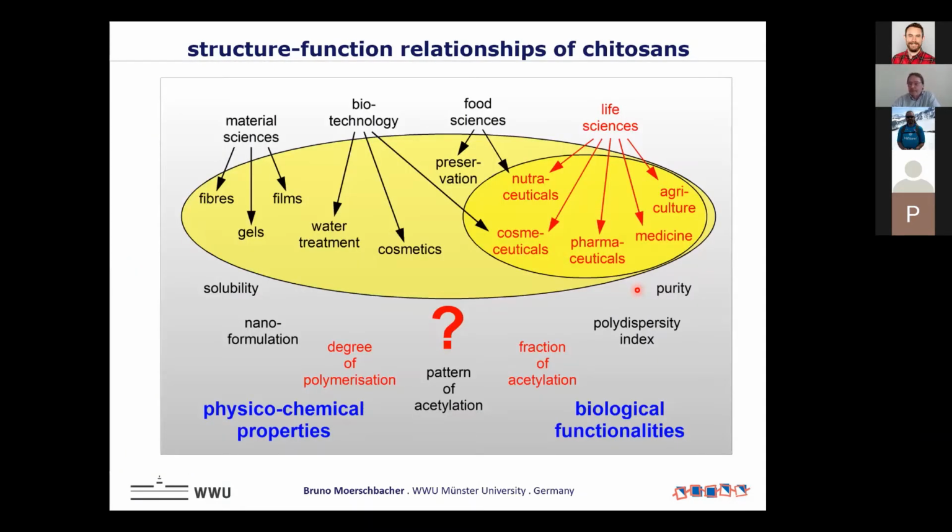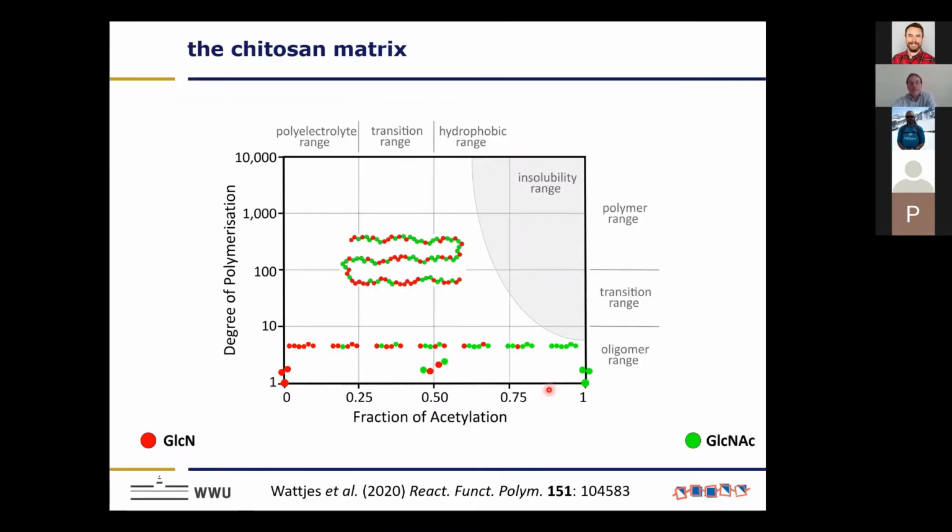So first, initially, we decided to concentrate on two structural parameters, which are the degree of polymerization, so the number of units within the polymer, and the fraction of acetylation, so the number of residues which still carry an acetyl group. So together with chemists, we teamed up with chemists who would then generate for us chitosans with different degrees of polymerization and different fractions of acetylation.